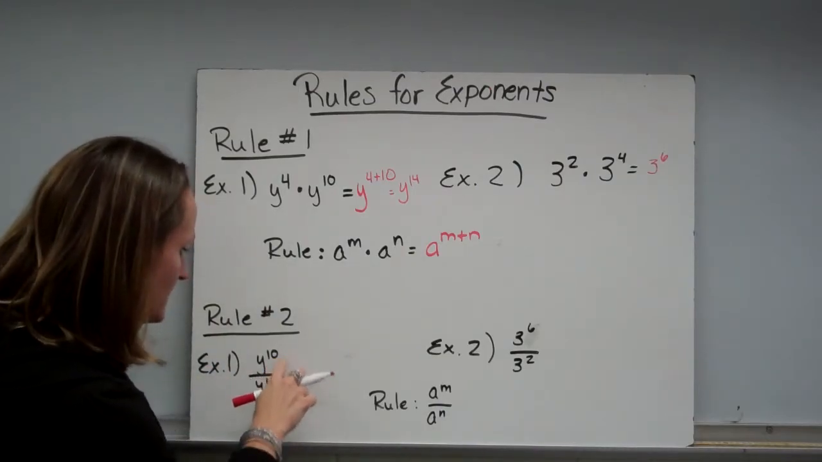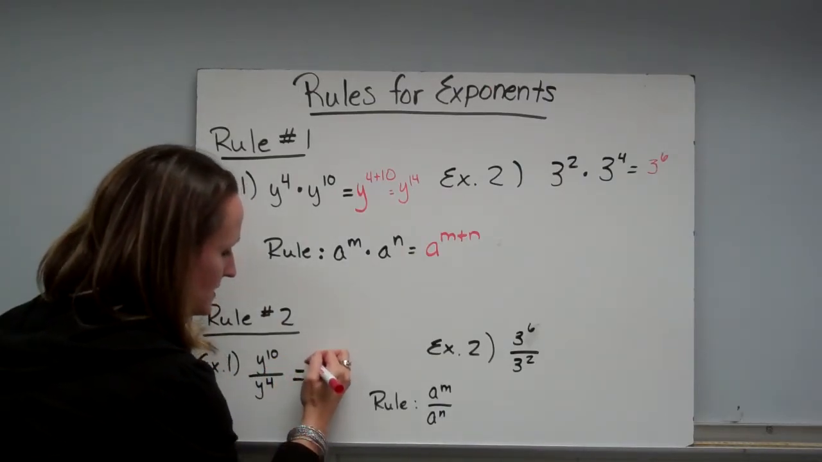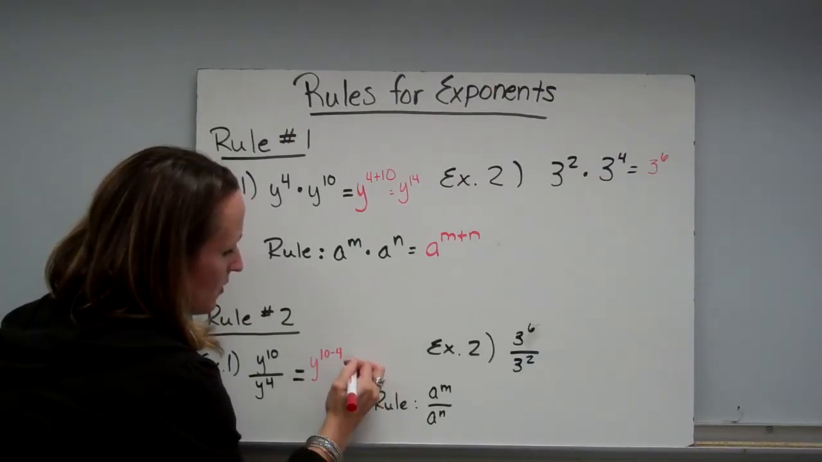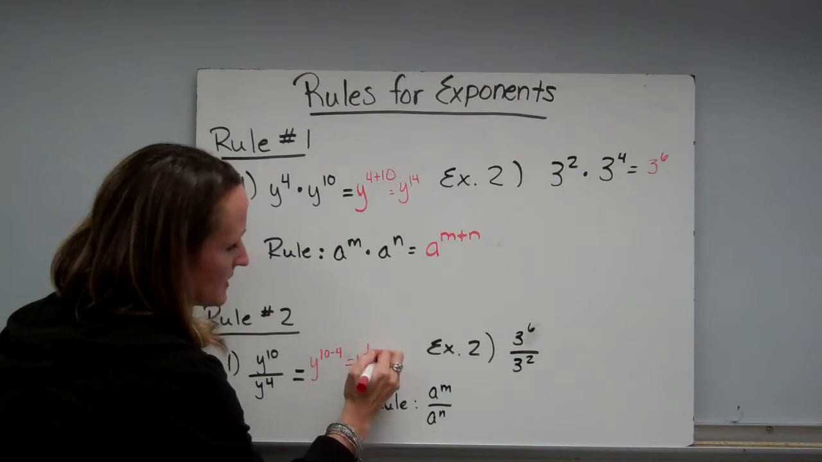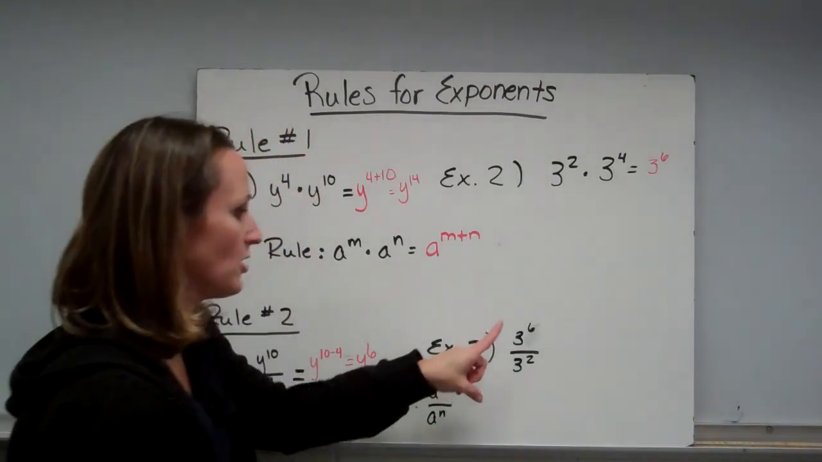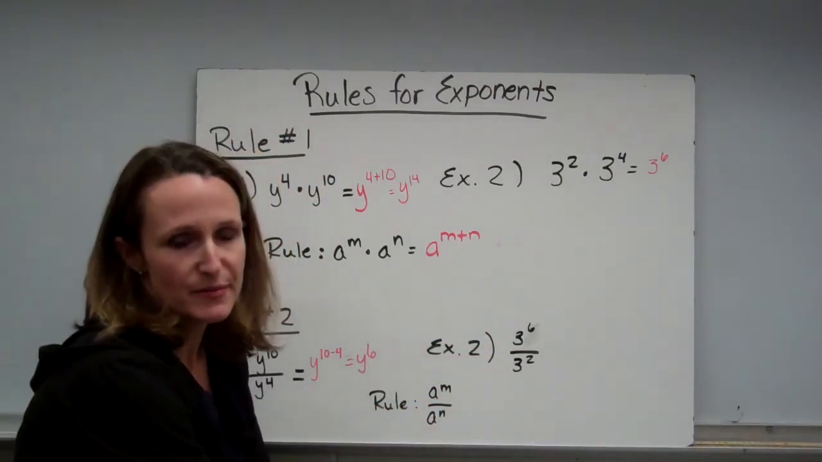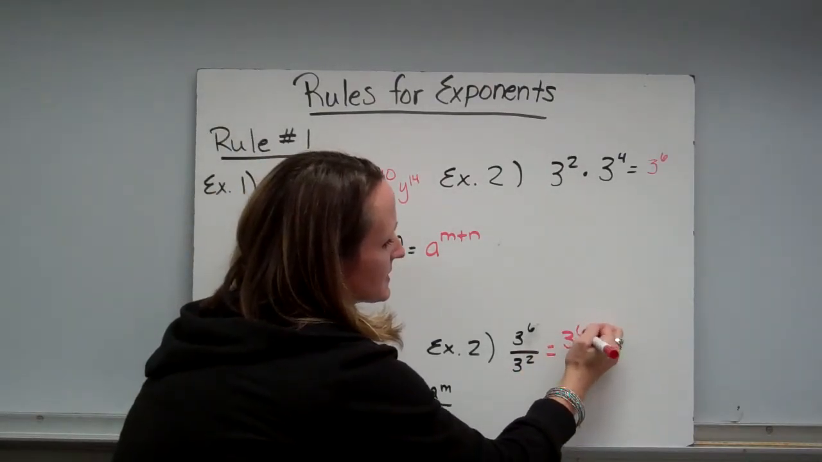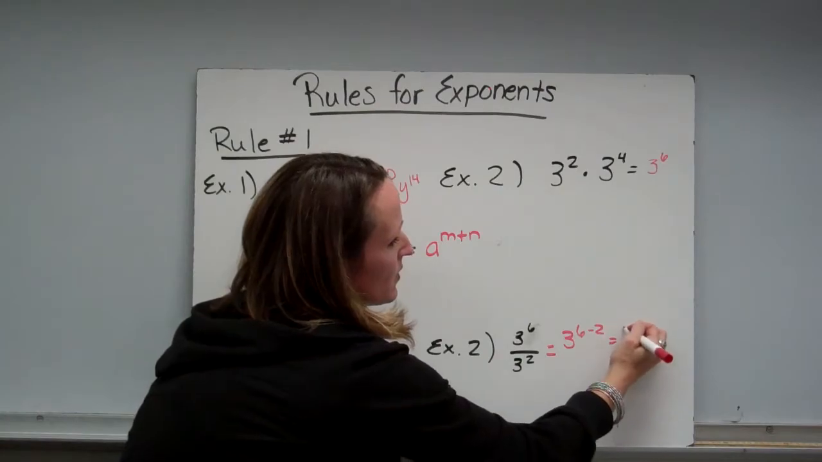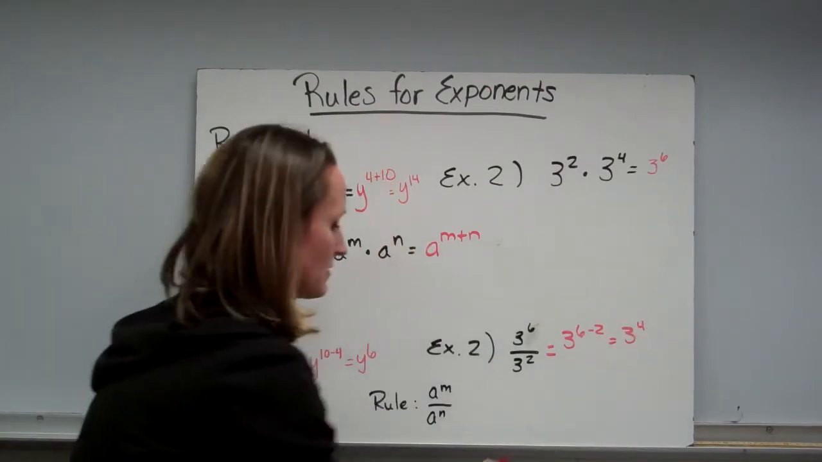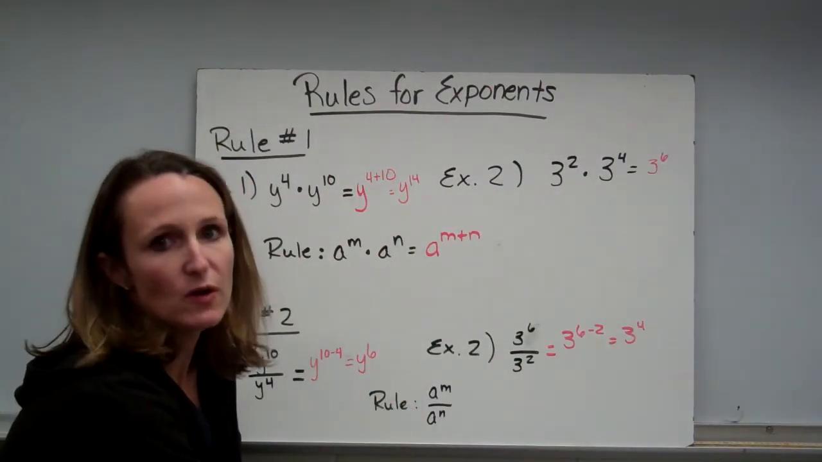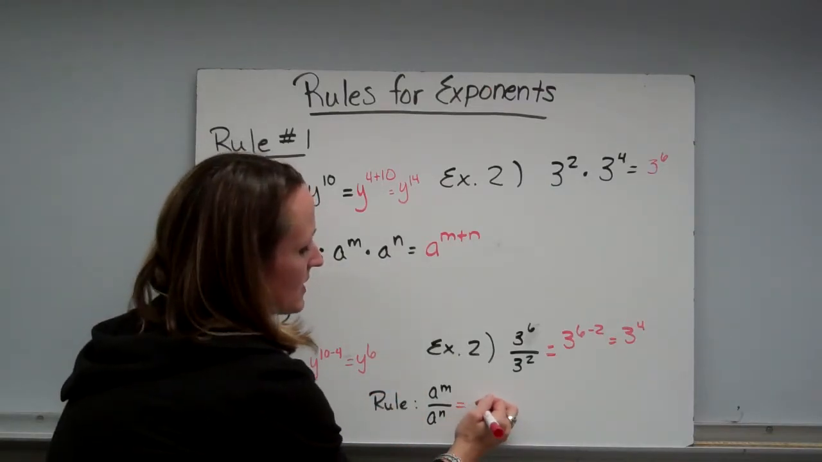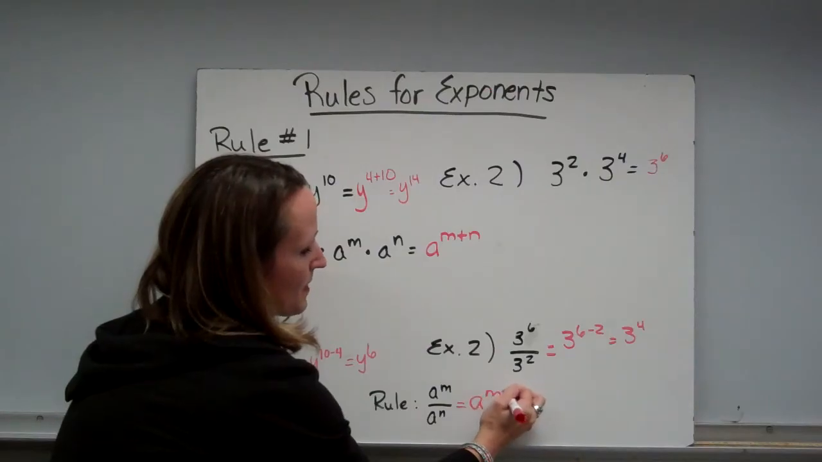We'd say that y to the 10th over y to the 4th is the same as y to the 10 minus 4, or y to the 6th. Again, it also works when you have a number instead of a variable. 3 to the 6th over 3 to the 2nd is 3 to the 6 minus 2, or 3 to the 4th. So we can say the rule for a to the m divided by a to the n is equal to a to the m minus n.